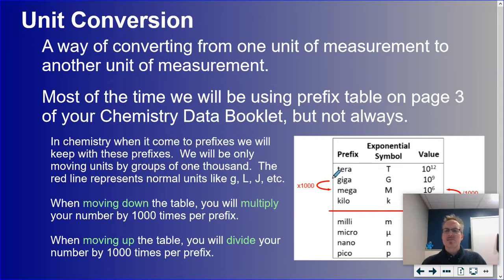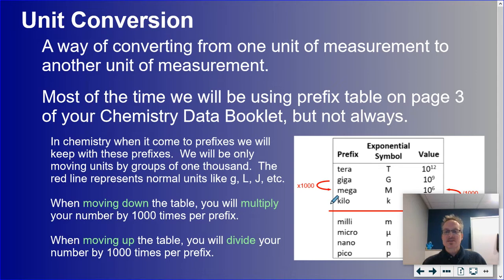For every step we go down, we're going to multiply by 1,000. The way I like to think of this is, let's pretend I have my twin brother Cameron and I push Cameron down a step. For every step I push Cameron down, we multiply his bruises by 1,000. So if I push him down 2 steps to go from giga to mega, we multiply by 1,000. To go from mega to kilo, we multiply by another 1,000.